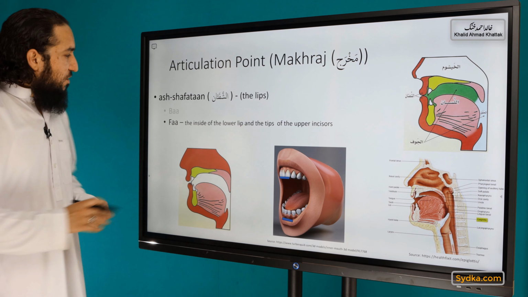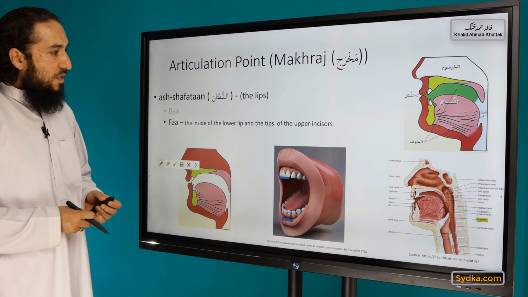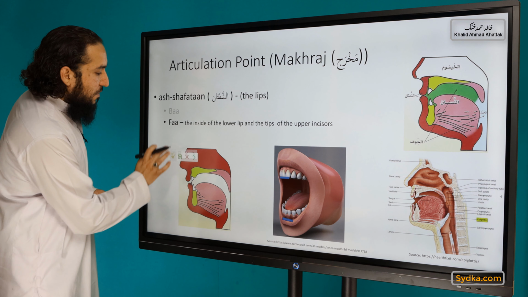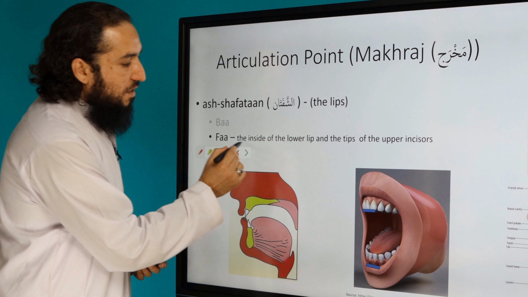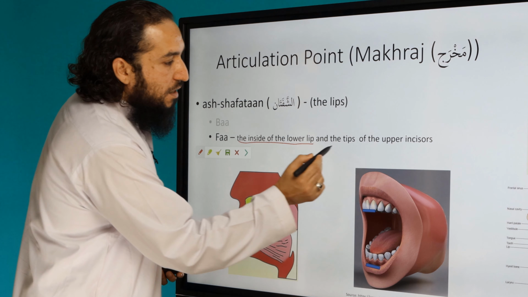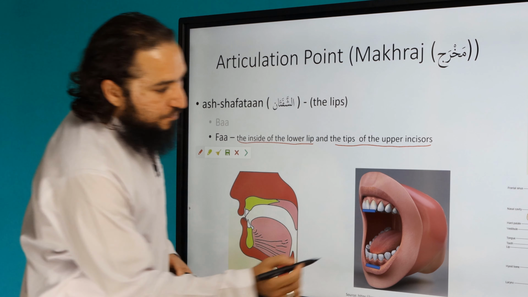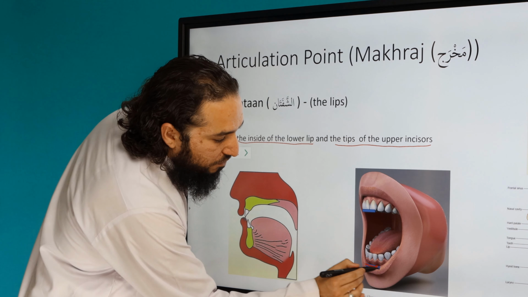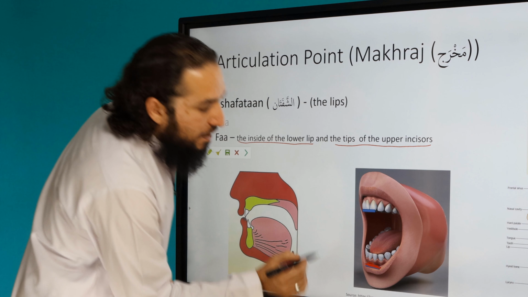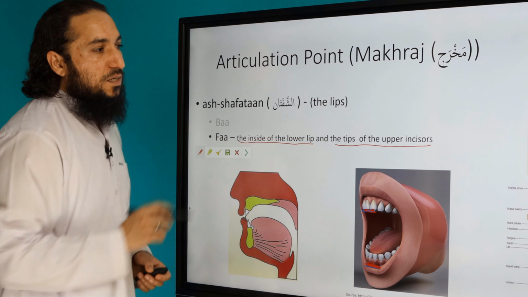What is its Makharij? It is one of the Shafatan letters, that is, one of the lip letters. Fa: the inside of the lower lip and the tips of the upper incisors. So we have the inside of the lower lip, and the upper side of the top two incisors.